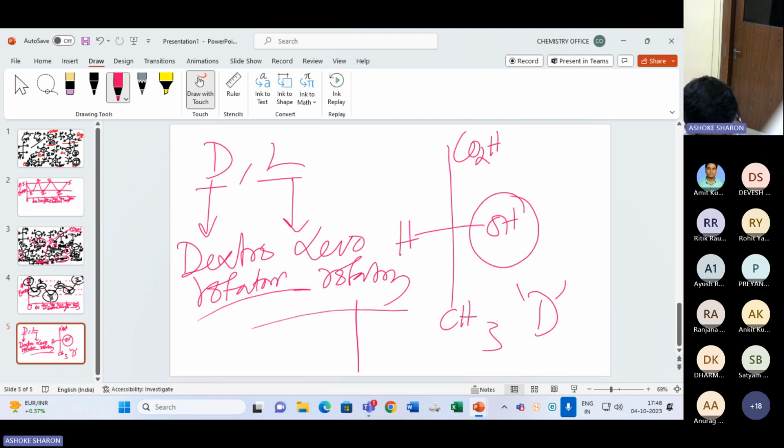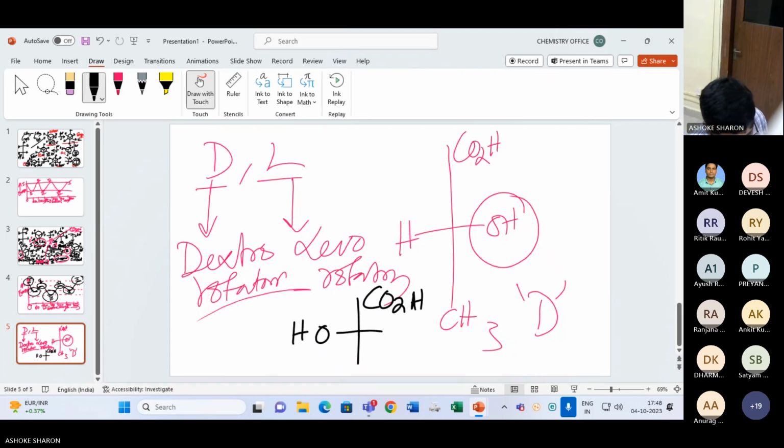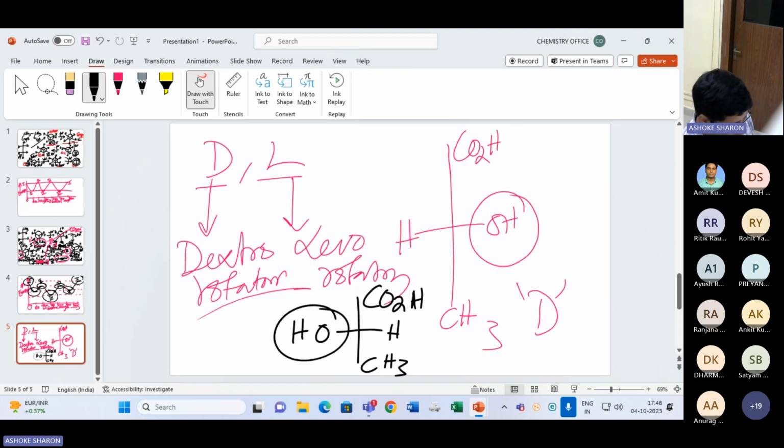I am drawing another molecule for better understanding: CO2H, OH, H, CH3. If OH is on the left side, then we call it levorotatory, L. The term comes from L.